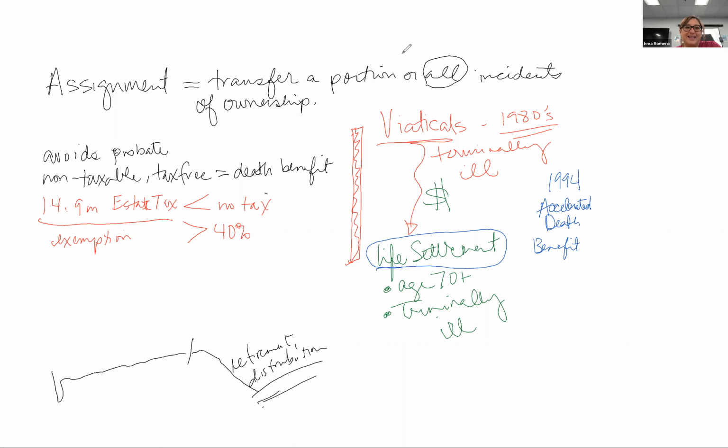So, the assignment transfers a portion or all incidents of ownership. When you transfer all incidents of ownership, that's an absolute assignment. We call that an absolute assignment. If it's a portion, we call that a temporary or collateral assignment.